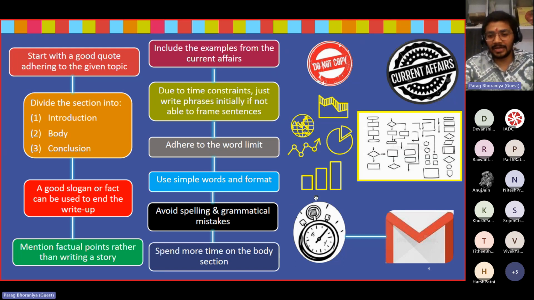I have mentioned that you have to keep an eye on the timer. The timer would be at the bottom of your screen if it's online. So try to maintain the time, and the preferred format would be Gmail. This again depends on the company, in what form they want. They may want it in Word format, in mails, anything. So this depends on them.